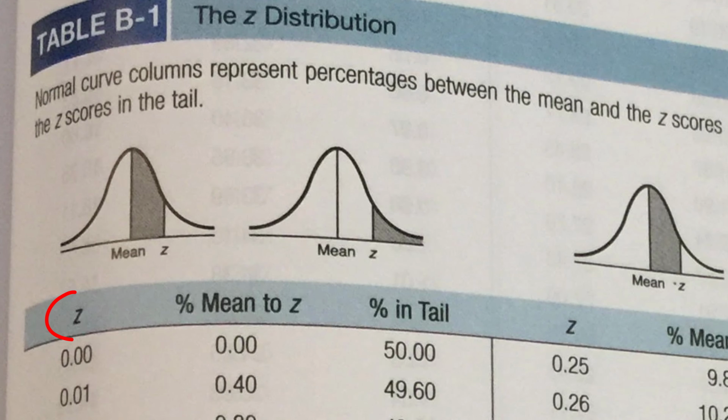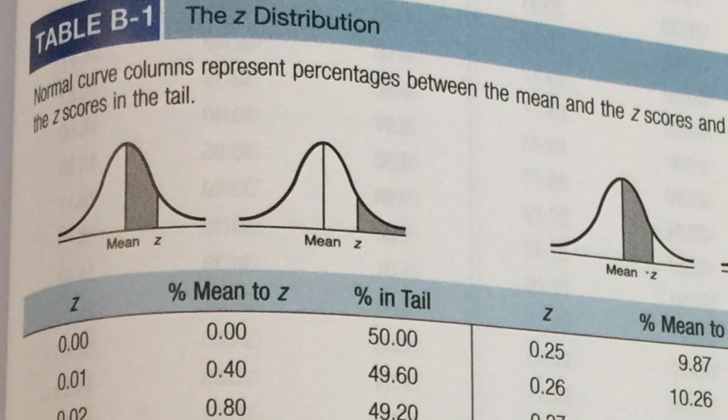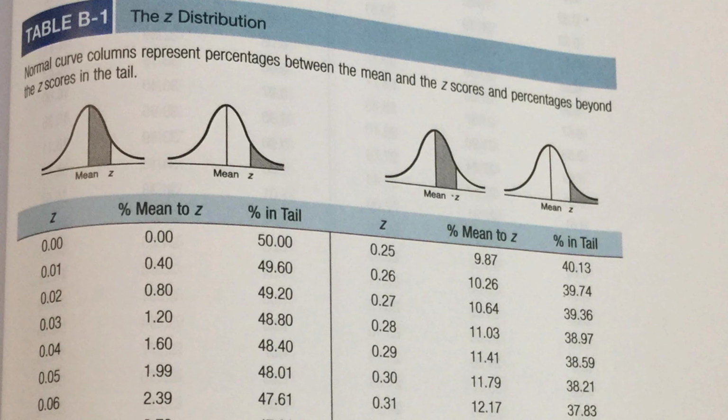The first column contains the Z values. The second column is the area between the mean and that Z value. And the third column is the area above that Z value. This particular Z table repeats these columns twice on each page.